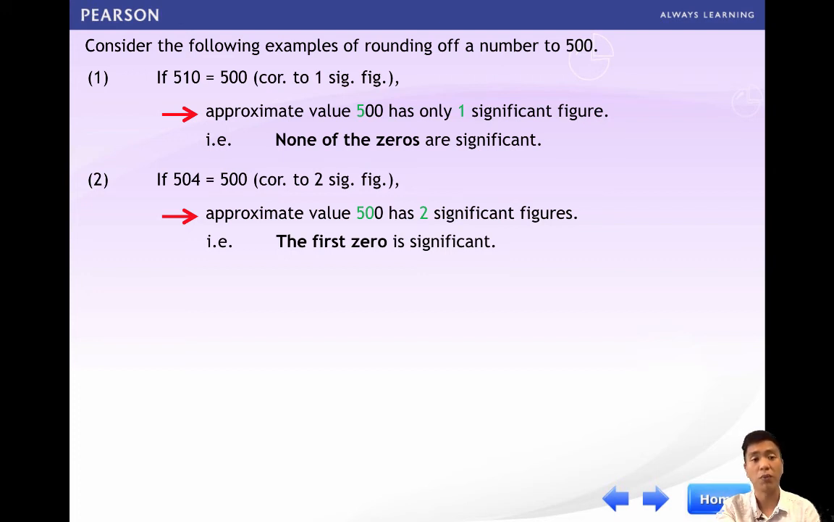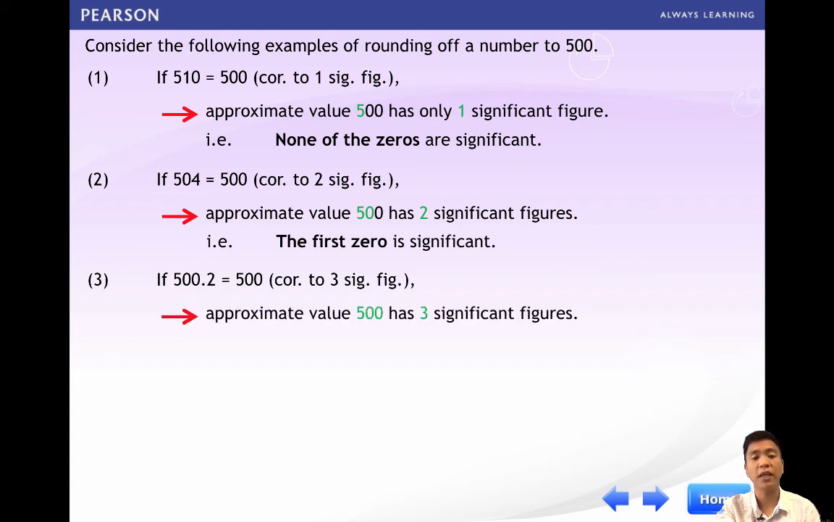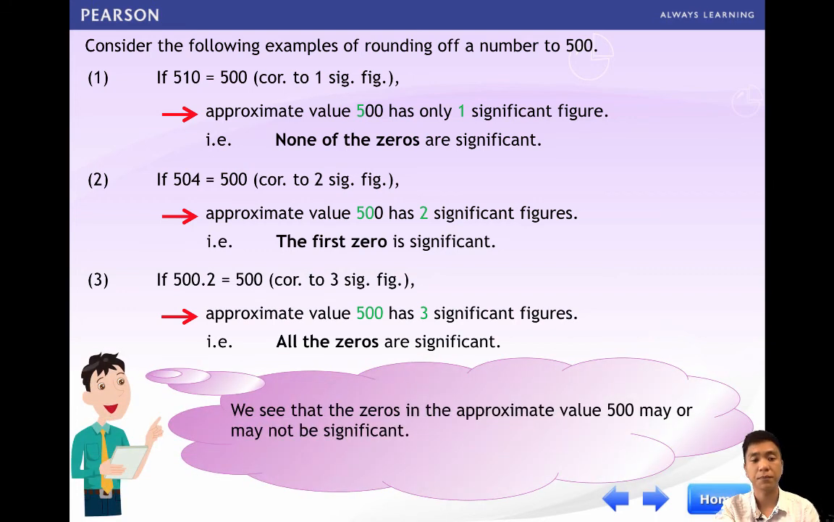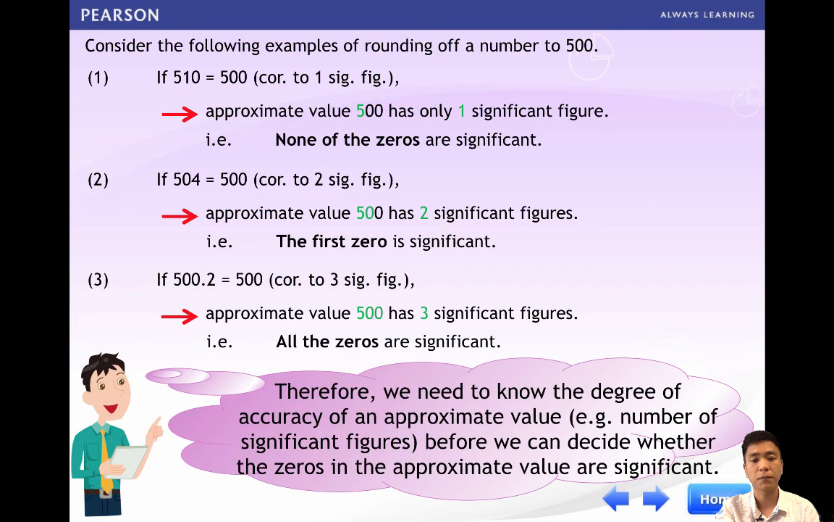We have one more example. For this 500.2, we can correct to three significant figures. We still also get 500, but this 500 has three significant figures. That means the two zeros, all the zeros, are significant. So we have three different cases. So we have to know the degree of accuracy of this approximate value. After that we can know whether the zeros are significant or not.